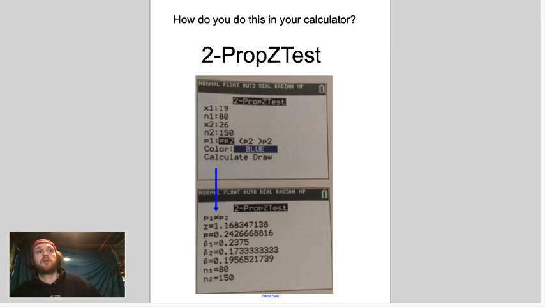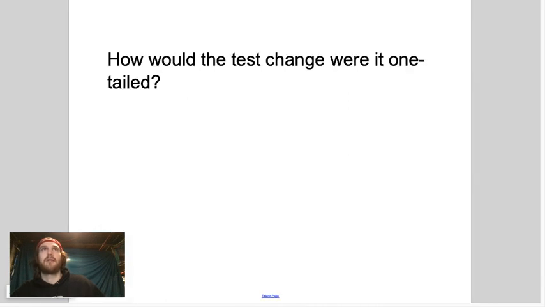And it's very likely you'll see something like this on the AP exam, although there have been some key updates, and once we know a little bit more about that AP test, I'll make a video about the updates that are happening.